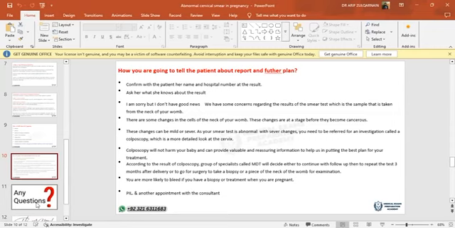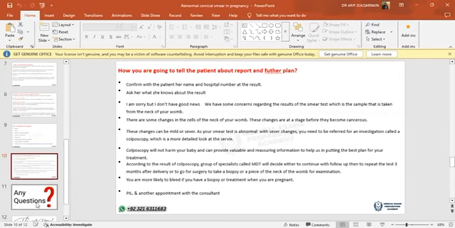We have some concerns regarding the results of the smear test, which is a sample that is taken from the neck of your womb. And there are some changes in the cells of the neck of the womb. But these changes are at a stage before they become cancerous. Okay. And these changes can be mild, they can be severe. As your smear is abnormal with severe changes. What was the smear report? It was high-grade dyskaryosis. So there are severe changes.